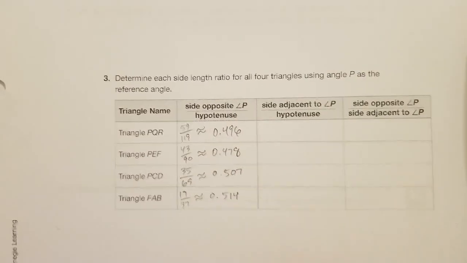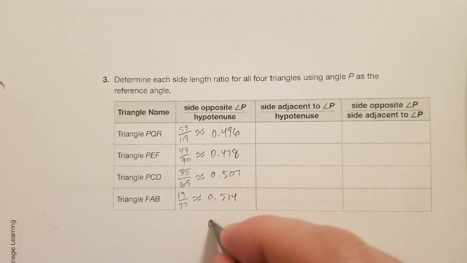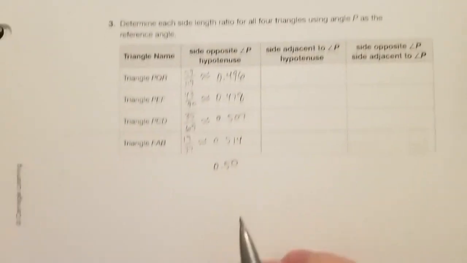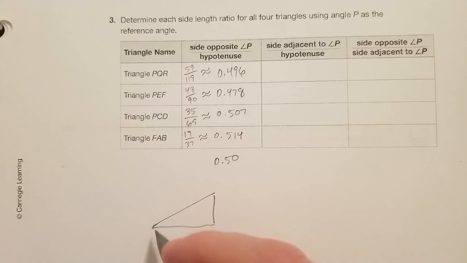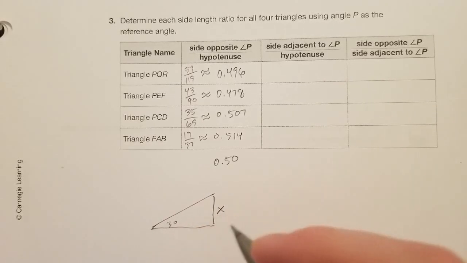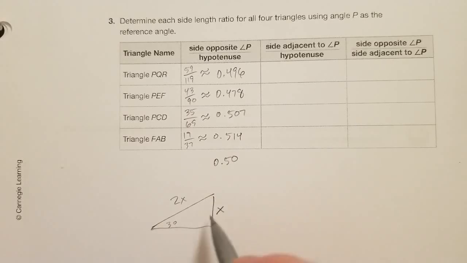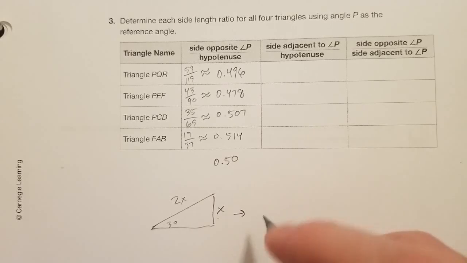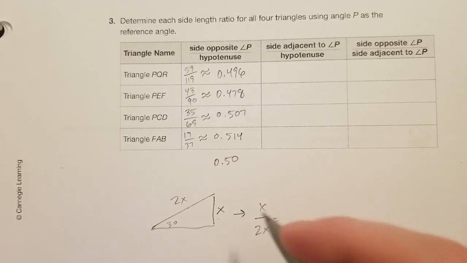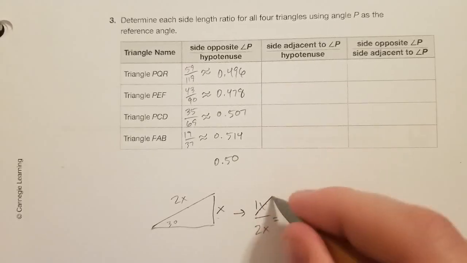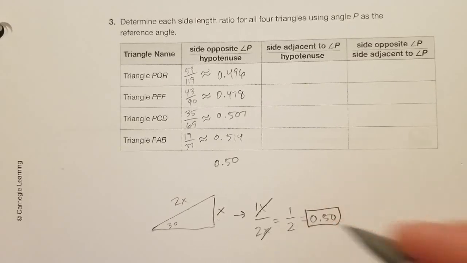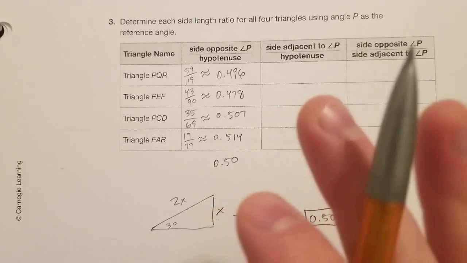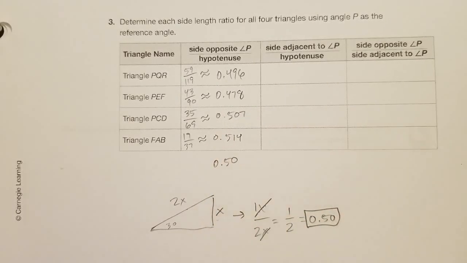Okay, I'm starting to notice a pattern. It looks like these are all hovering about 0.50. And if you remember our thing about 30, 60, 90 right triangles, if this is our 30-degree angle, and this is x, then this is 2x, right? The hypotenuse is twice as long as the shortest leg. So x divided by 2x, the x's cancel out, and I should get 1 over 2, or 0.50. So if I drew this triangle perfectly, like with laser precision, I should get 0.50.